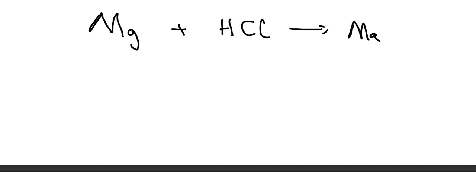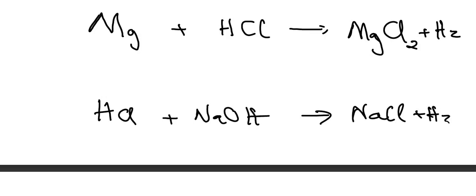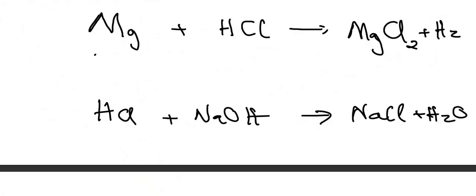Is it magnesium chloride? Magnesium is from what group, guys? Which group is magnesium from? Group 2. So meaning there should be a 2 here, right? If that's true, then here we're having the sodium hydroxide reacting to give us sodium chloride plus the HCl. This is what we are having. They did mention, so here they're saying impure magnesium was analyzed by allowing it to react with excess HCl. After, this is impure, the 1.32 is impure, so this is 1.32. This is the impure magnesium that we're having. This is the actual mass of the whole thing, right?